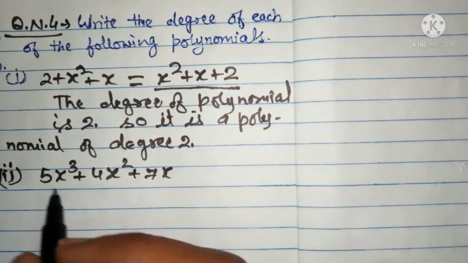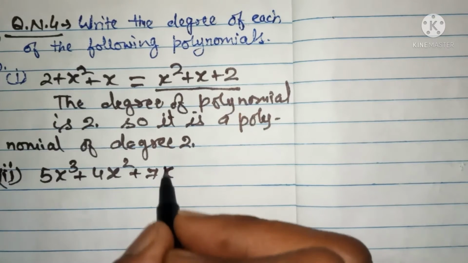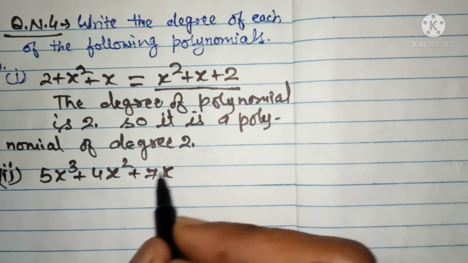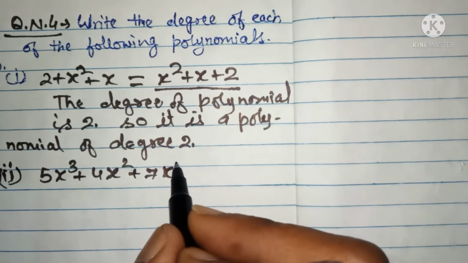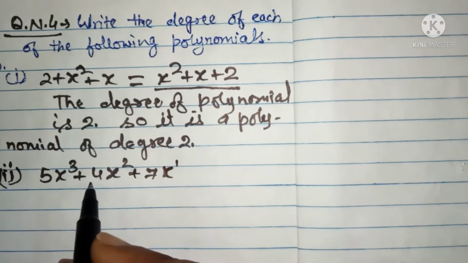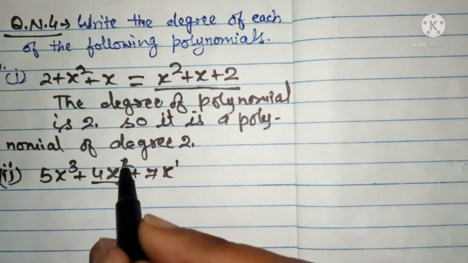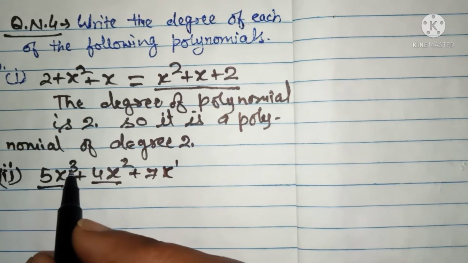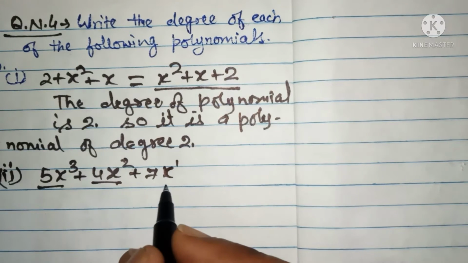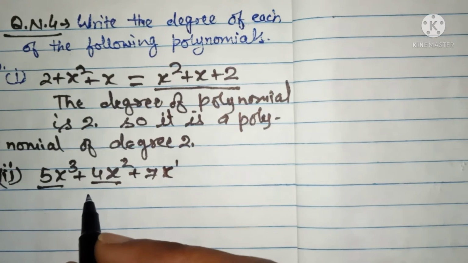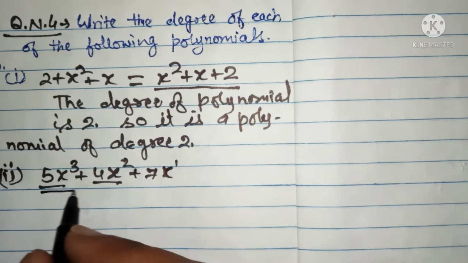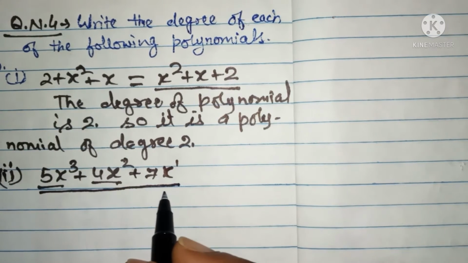Second part, 5x to the power 3 plus 4x square plus 7x. Here in this polynomial, the variable is x, and there are 3 terms. Here in this term, the power of variable x is 1. In this term, the power is 2, and in this term, the power is 3. The maximum power of the variable in this polynomial is 3, so we call it a polynomial of degree 3.